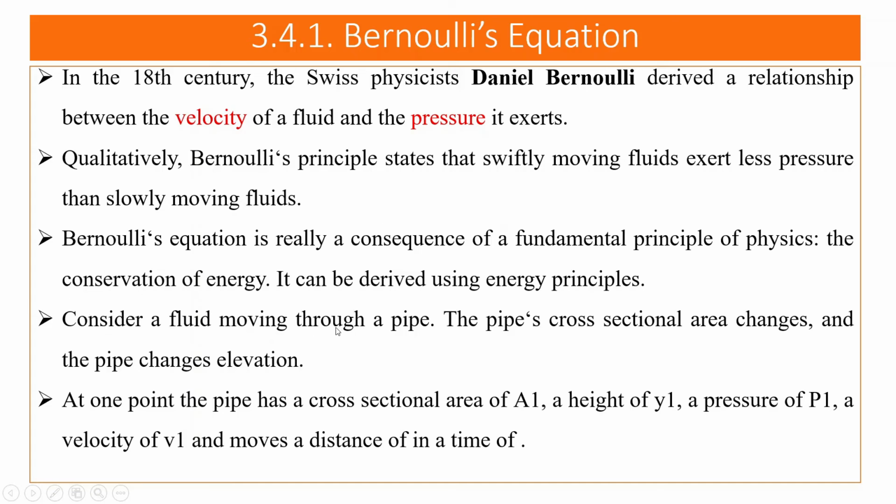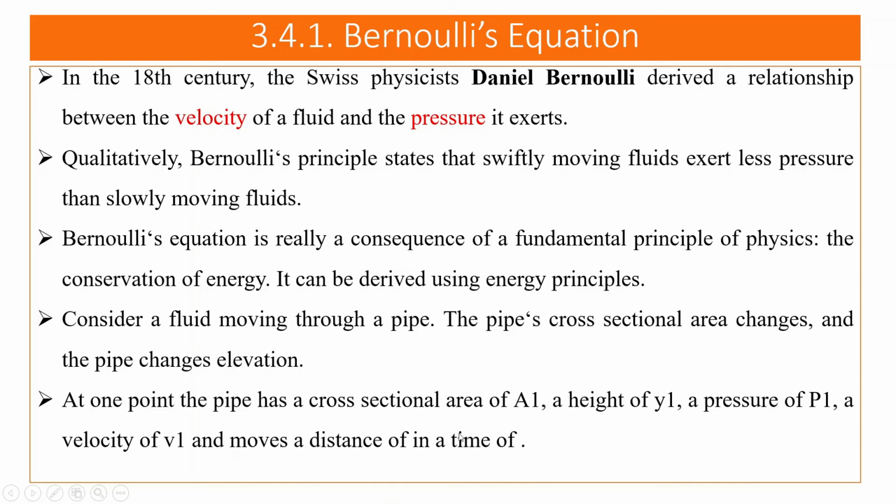So energy is conserved at different points. So consider a fluid moving through a pipe. The pipe cross-sectional area changes and the pipe elevation also changes. So in this case, we need to apply Bernoulli's equation. So at one point the pipe has a cross-sectional area, let's say A1, height y1, a pressure P1 and the velocity v1.